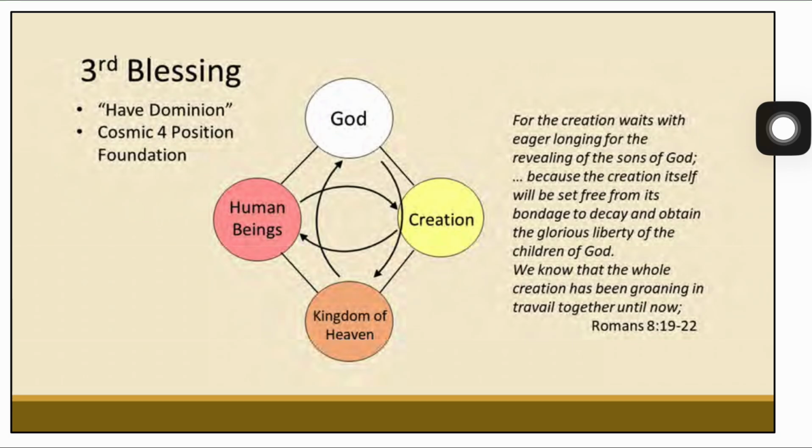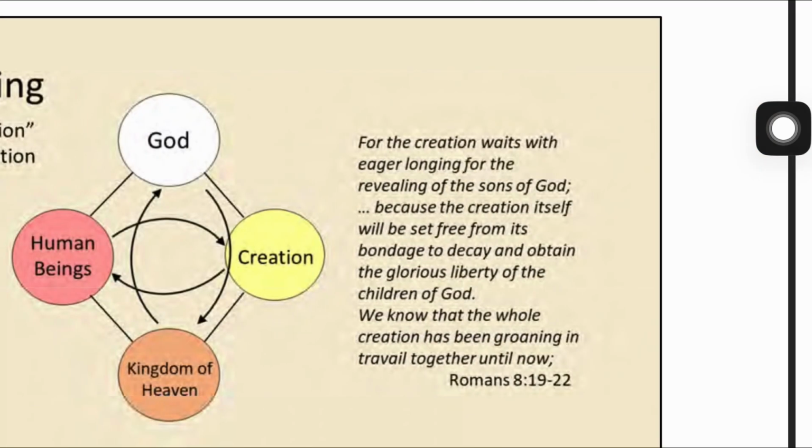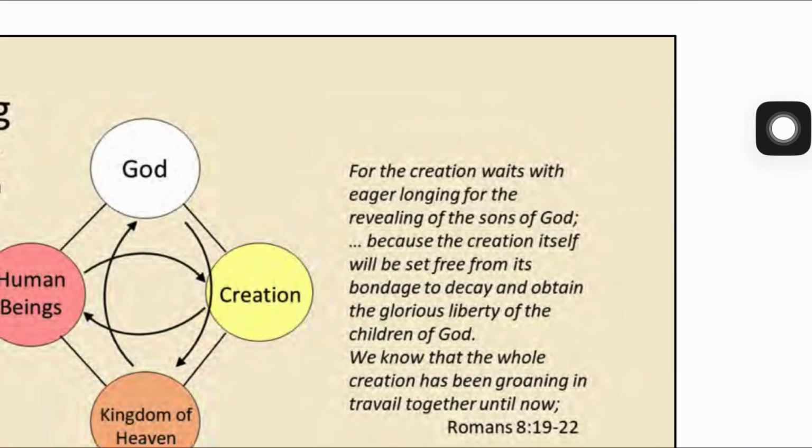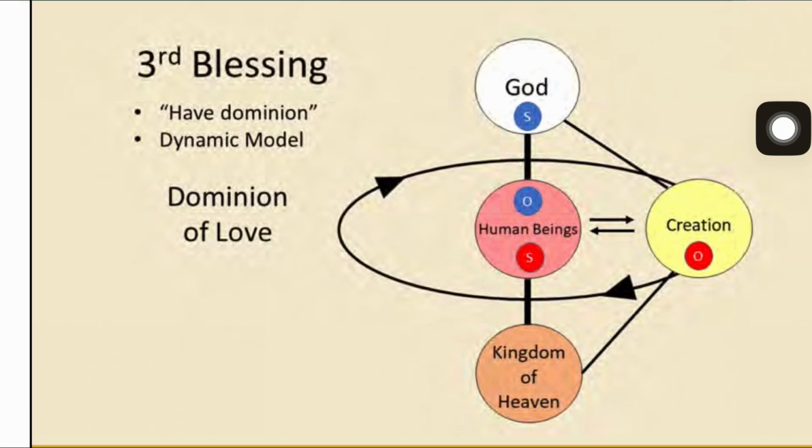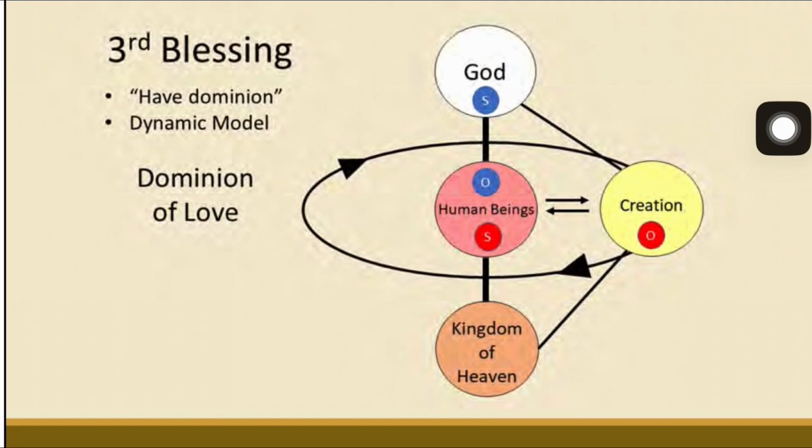So, ibig sabihin nito na hindi pa natutupad yung third blessing na sinasabi ng God until now, that the creation are waiting for the revealing of the sons of God. So, if human beings could fulfill the three blessings, yung first, second, and third blessing, then the third blessing can also be fulfilled, and we can also build the kingdom of heaven that we are longing for. Okay, so this is the dynamic of the dominion.